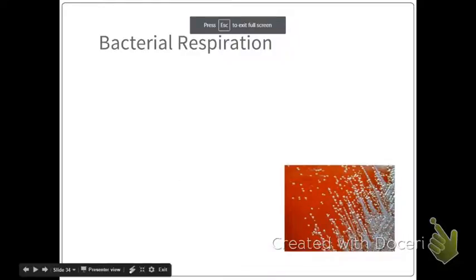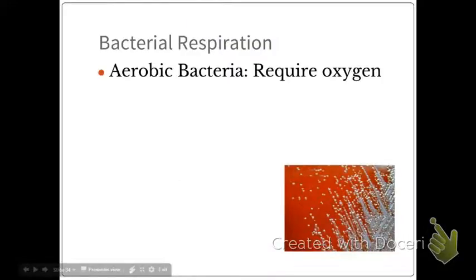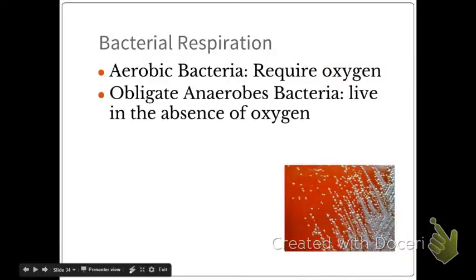Bacterial respiration. So aerobic is with oxygen, so aerobic bacteria must have oxygen to survive and reproduce. And obligate anaerobes live in the absence of oxygen and in fact cannot live in oxygen environments.